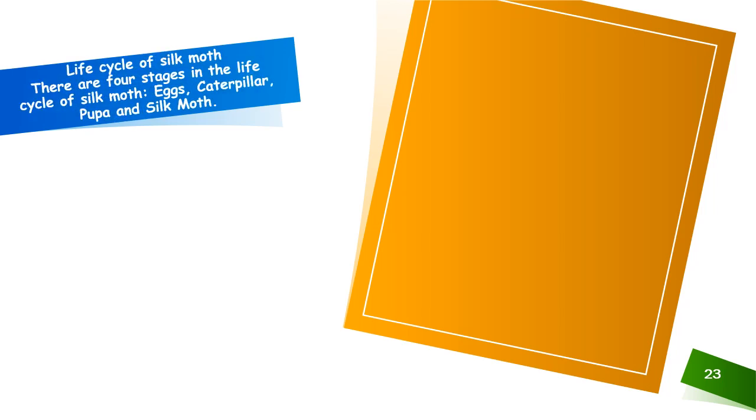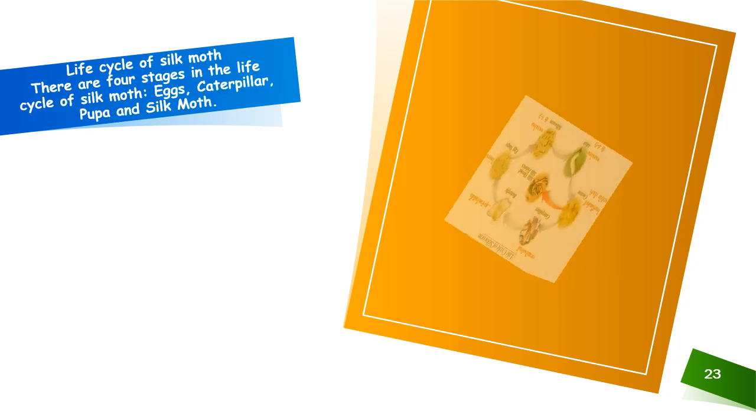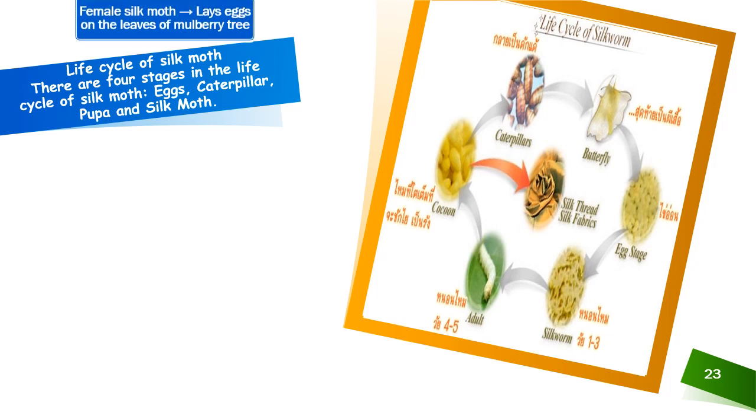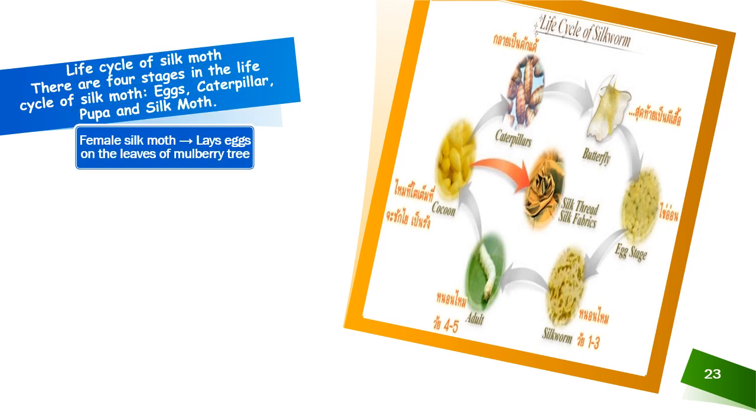Life cycle of silk moth. Life cycle of a silk moth consists of the following stages: eggs, caterpillar or silkworm, pupa, and silk moth. The female moth lays its eggs on the leaves of mulberry tree. The eggs hatch into larvae called caterpillars or silkworms, which feed on the mulberry leaves and grow fast.